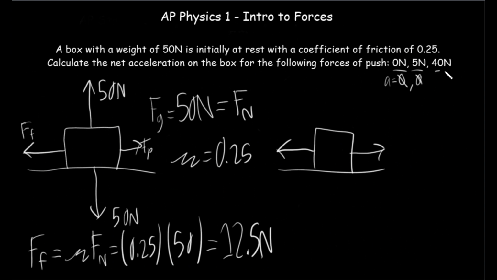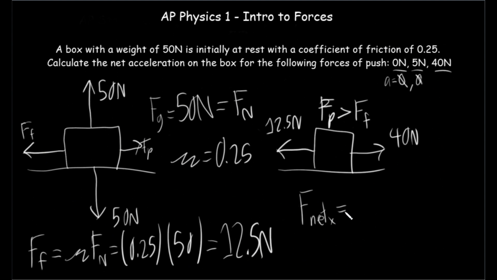Now let's do it for 40 newtons. So 40 newtons of push, 12.5 newtons of friction. And you can finally see that the force of push, that's not a P, that's an F, is greater than the force of friction. So now it makes sense to solve for the net acceleration in the y direction.